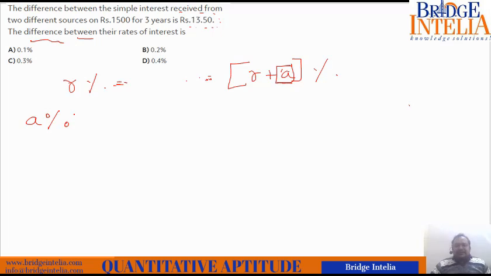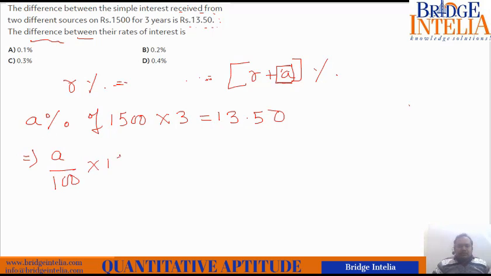A% of 1500. This was extra that you are getting. When you got it for 3 years, it became 13.50. So now you can easily find out the value of A. So let's do that. A by 100 into 1500 into 3 is equal to 13.50.